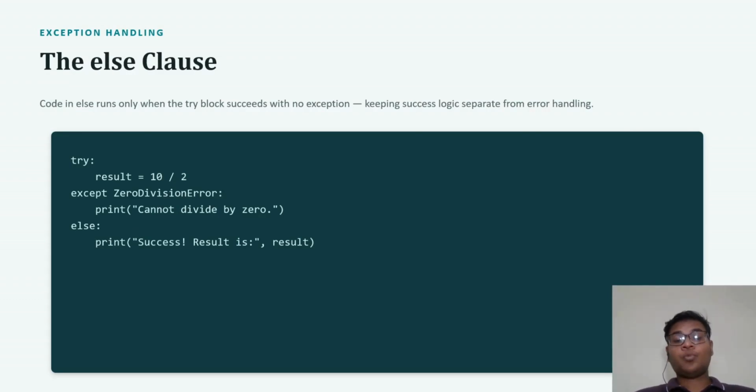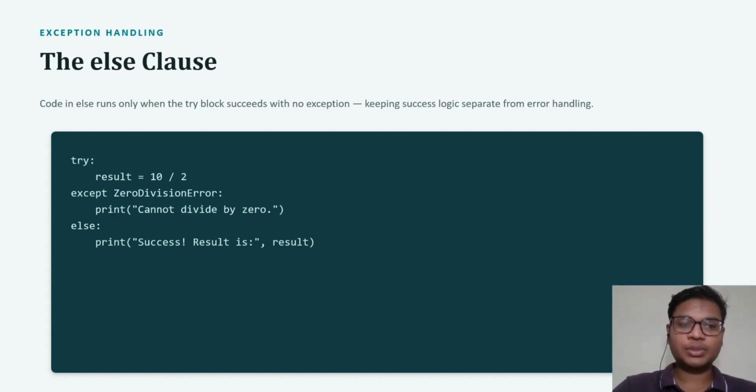So now the most important thing here is the else clause. How will the else clause work? Just imagine that code in else runs only when the try block succeeds with no exception, keeping success logic separate from error handling. Therefore, the else clause will look like this.